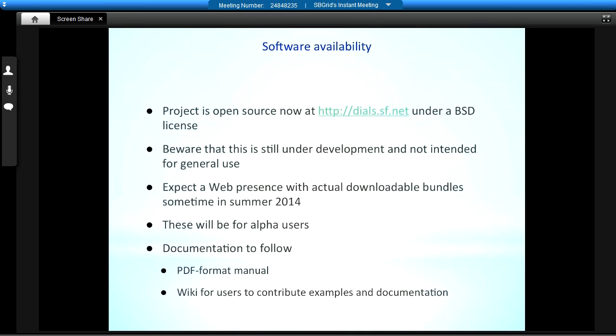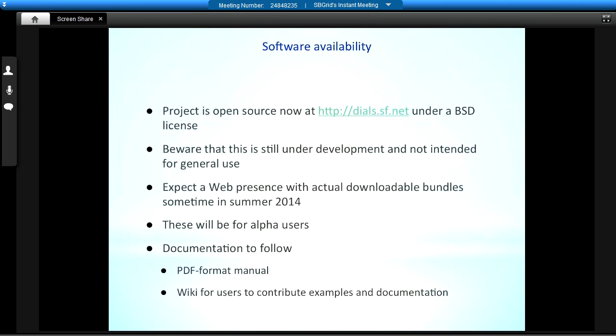When can I use it? Well, it's an open source project. It's there for anybody to see, and in fact, anyone can contribute to it, or you could take it and modify it for your own purposes. So it is open source, but beware, don't go out and download it right now. It's still under development, and it's not really intended yet for general use.